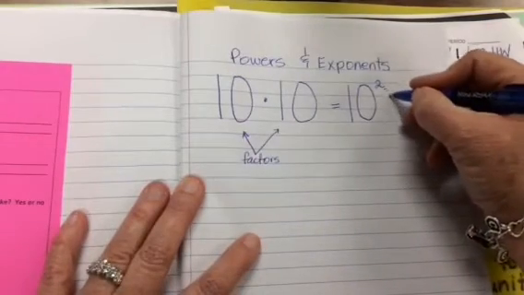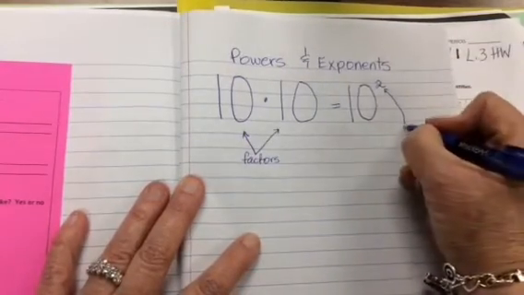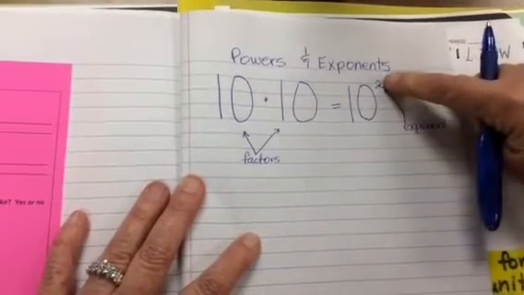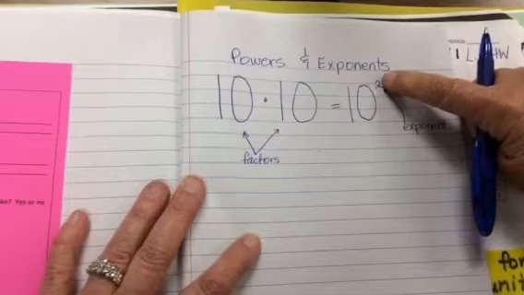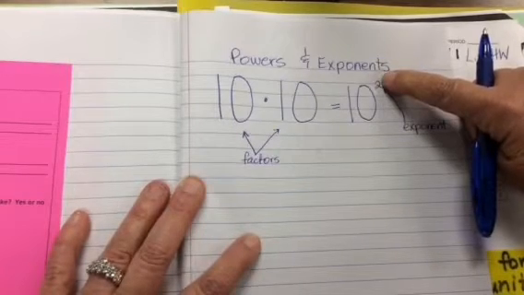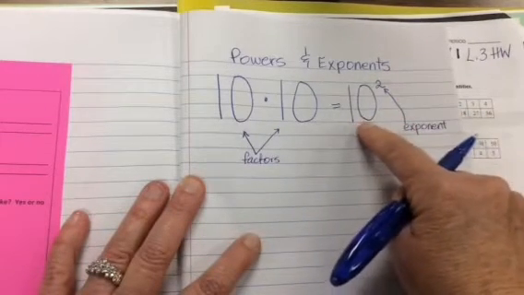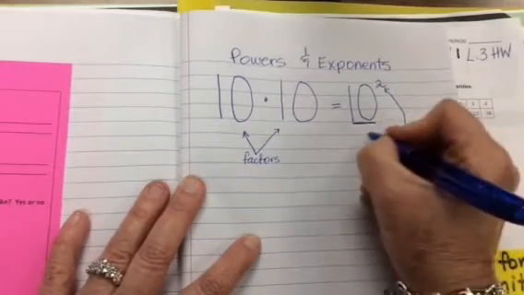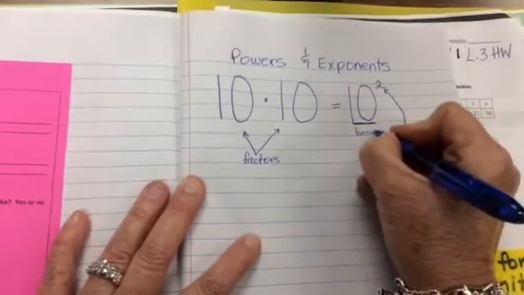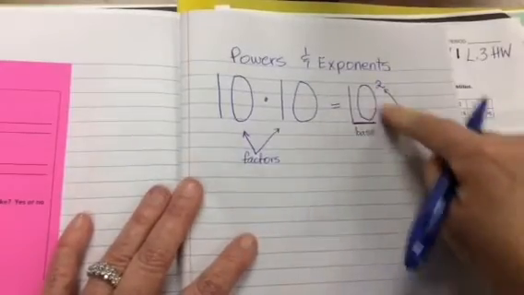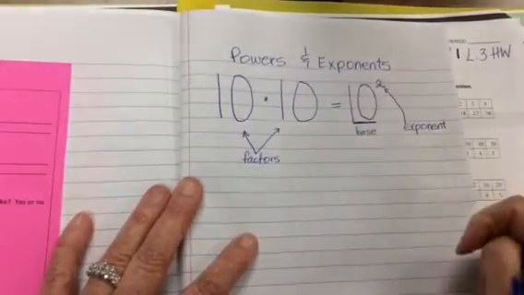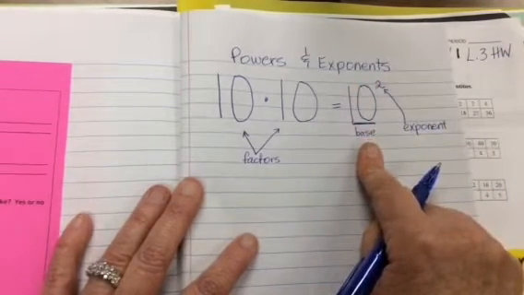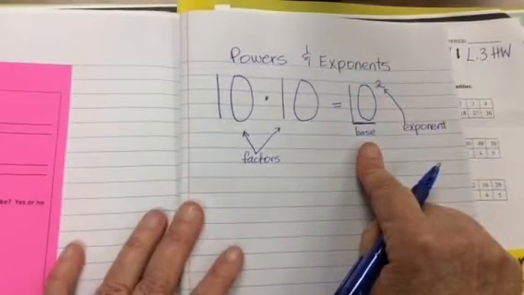So let's get some terminology down here first. That 2, or whatever number that's written up way high and kind of small, is called the exponent. That tells you how many times to use the base as a factor. The regular size number is called the base. So the base could be any number, and the exponent could be any number. The base can even be a fraction or a decimal, as you'll see.